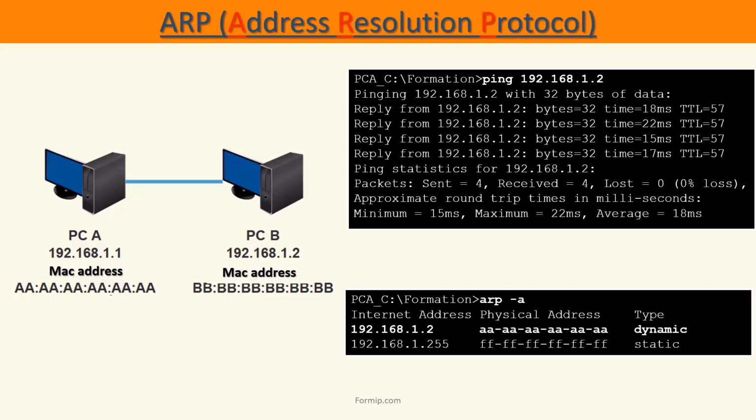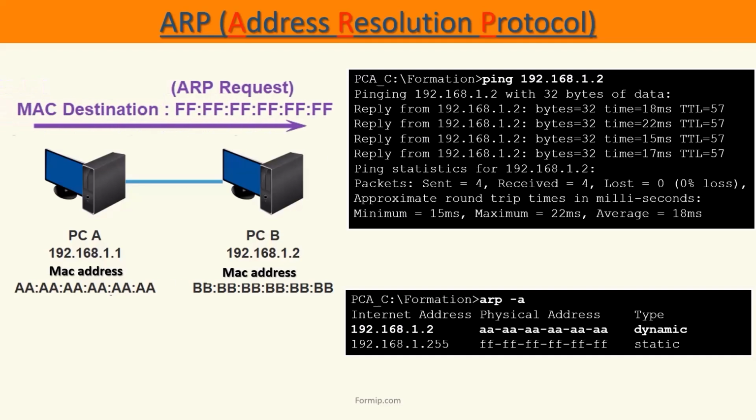Let's take a closer look at how ARP works. If PC A has just connected to the network, its ARP table is empty. This means that it has no knowledge of PC B's MAC address. To communicate with PC B, PC A will therefore send an ARP request. This is a message asking who's at IP address 192.168.1.2 and what its MAC address is.